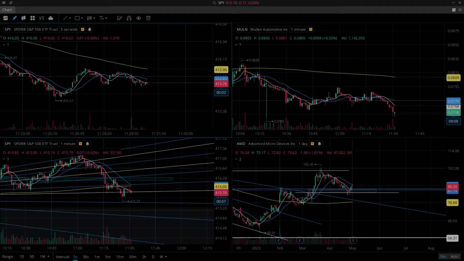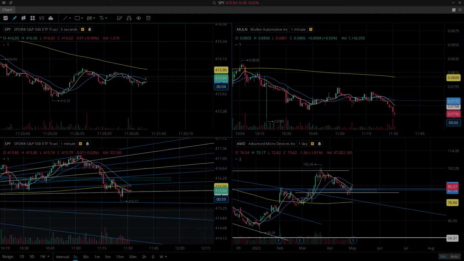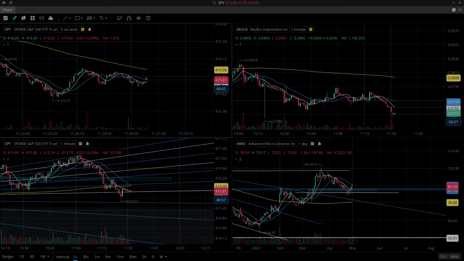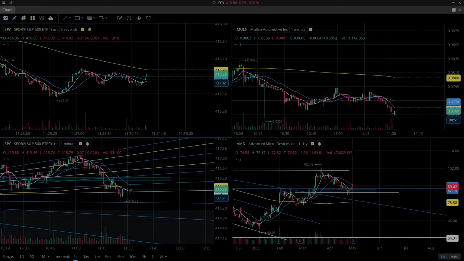Here it comes. Test that 20 period and break. Let's go. There it is. Dump it on them now. Let's go. That can be a bear trap too, though. Be careful.